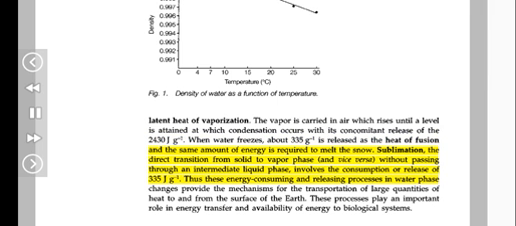Sublimation, the direct transition from solid to vapor phase and vice versa without passing through an intermediate liquid phase, involves the consumption or release of 335 J g^-1. Thus these energy-consuming and releasing processes in water phase changes provide the mechanisms for the transportation of large quantities of heat to and from the surface of the Earth. These processes play an important role in energy transfer and availability of energy to biological systems.